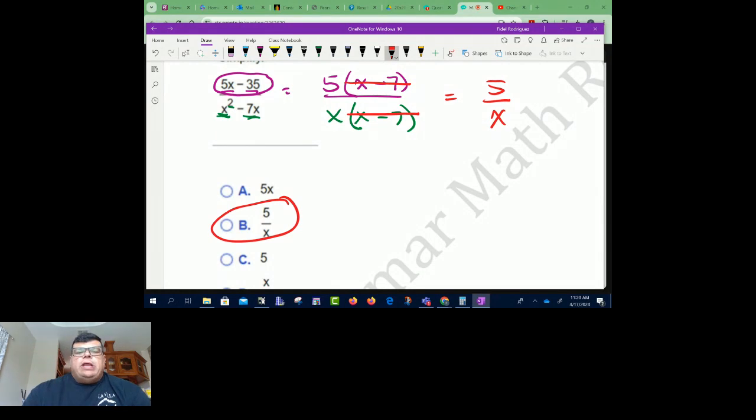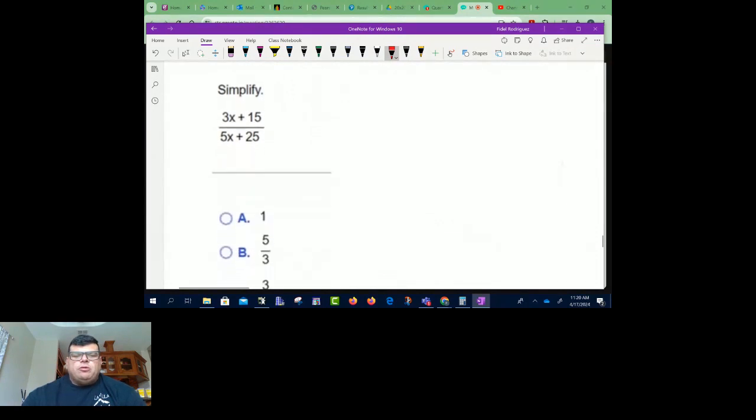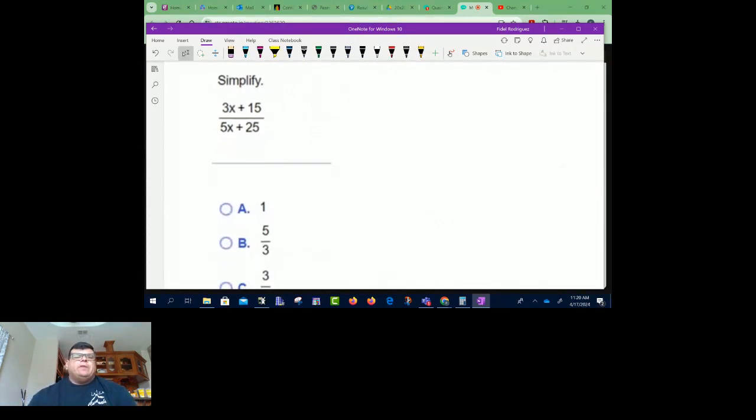So y'all, again, when I took the TSI test, you had a little bit of rational expressions, but they were pretty much like these problems here, where you're just factoring, and then canceling out common factors, okay?